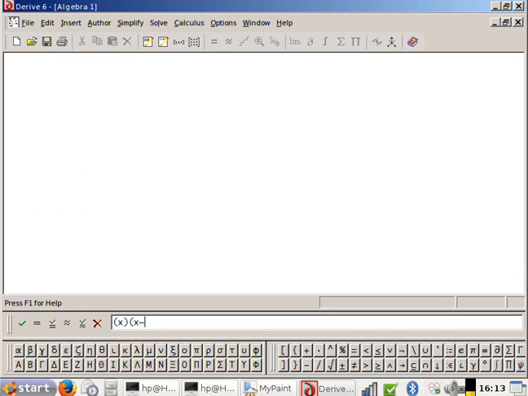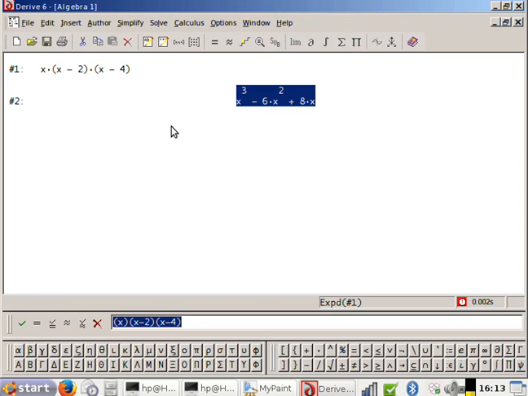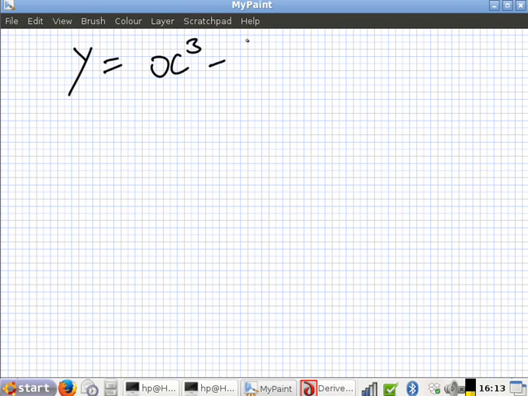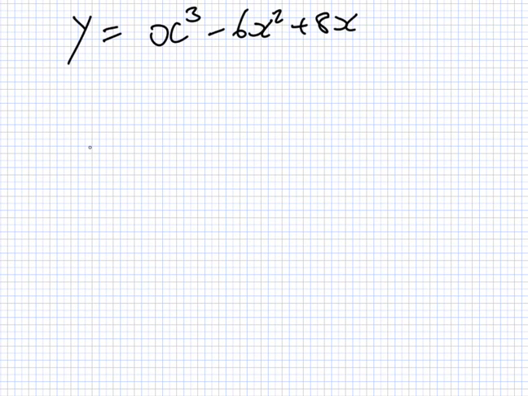Okay, so let's see. Let's say x minus 2, x minus 4, and expand. Okay, so let's use this cubic: x cubed minus 6x squared plus 8x. What I want to find are the minimum and maximum points.